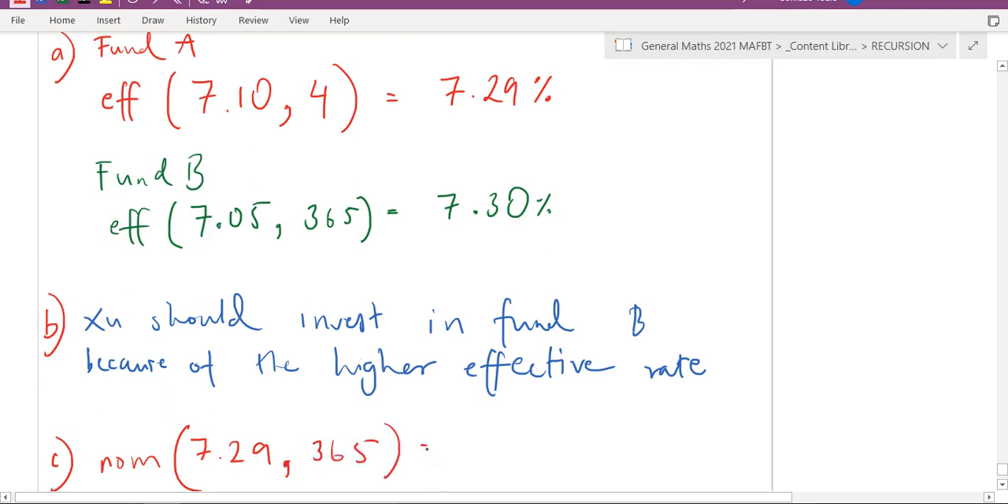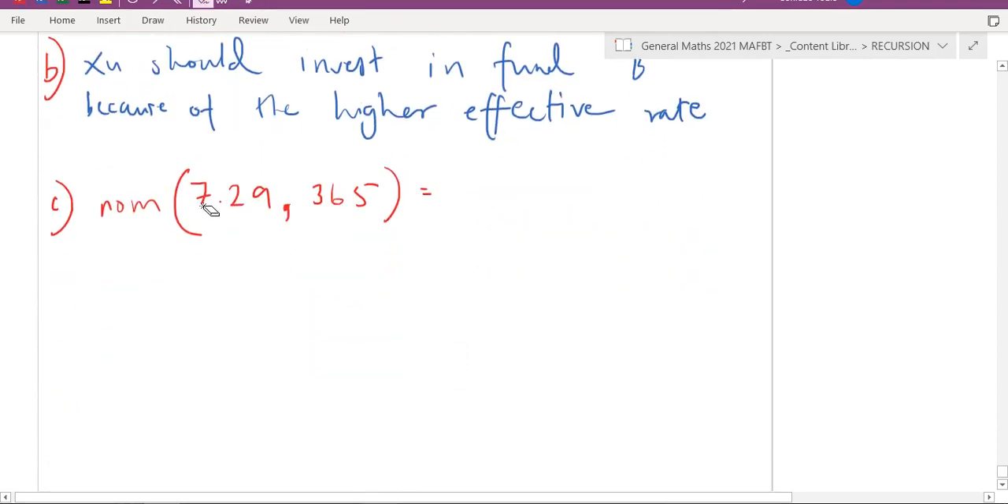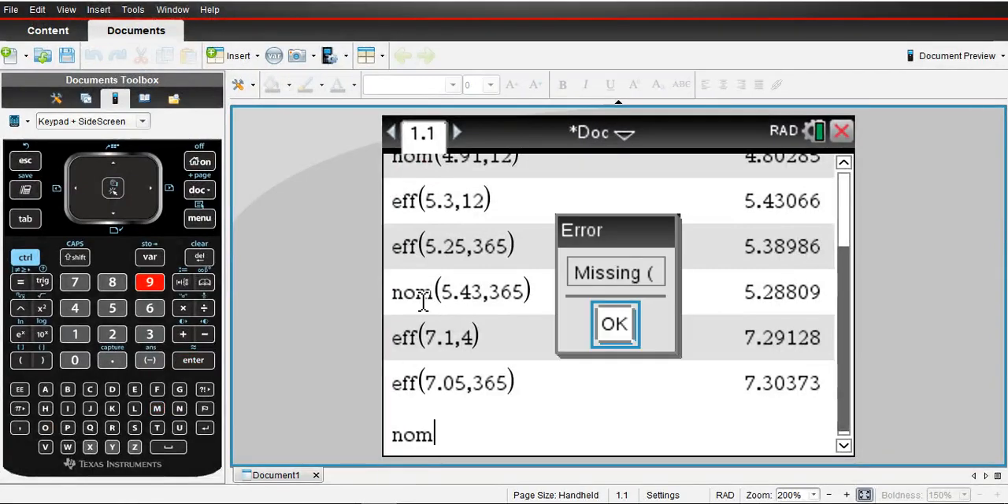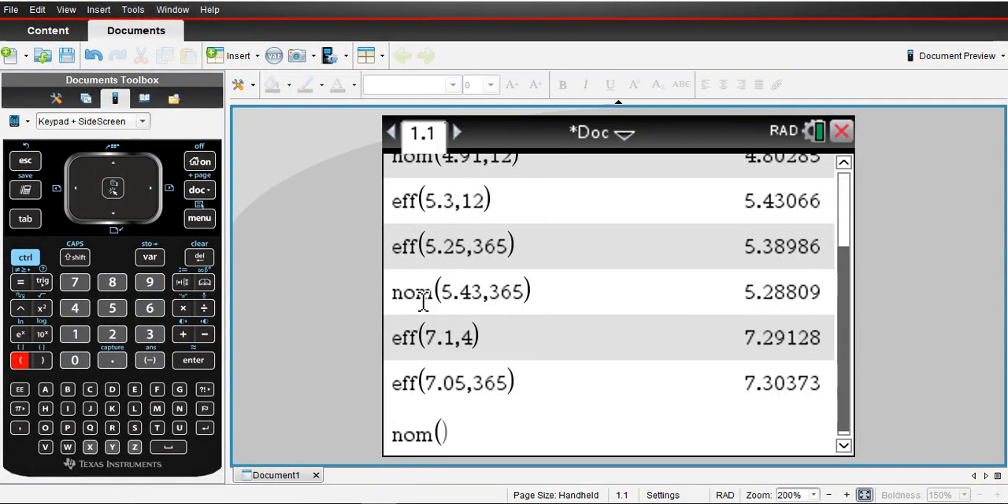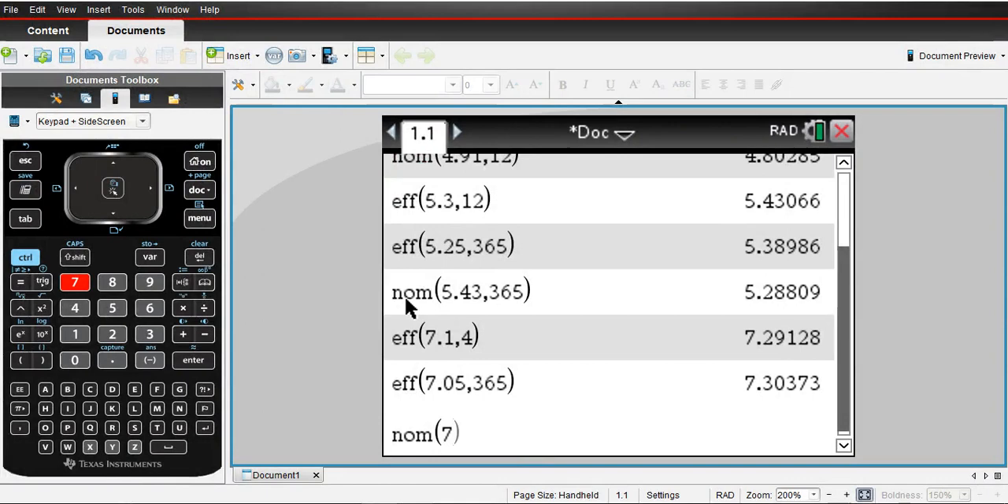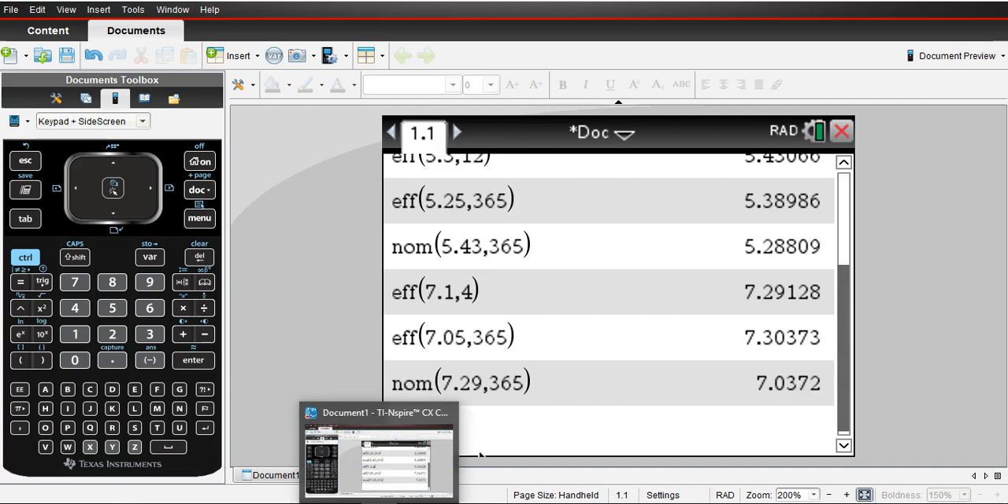So what is the nominal rate for Fund B if it needs to have the same effective rate as Fund A? Nominal, 7.29, comma 365. That means it has to have a nominal rate of 7.04. We're going to round that to 2 decimals.